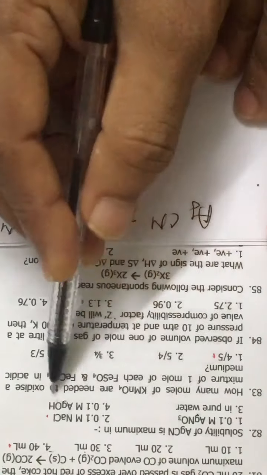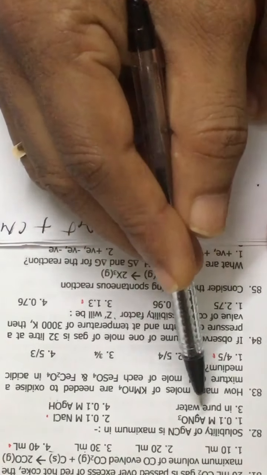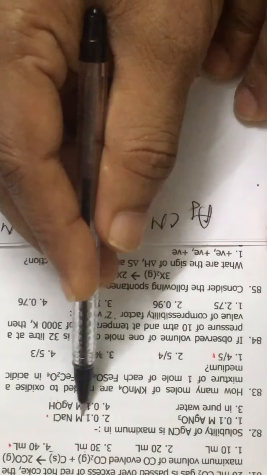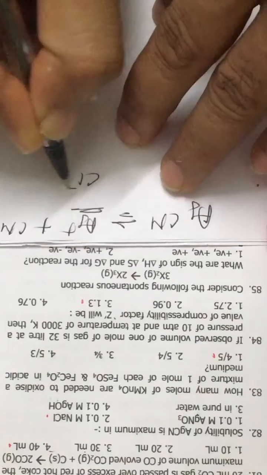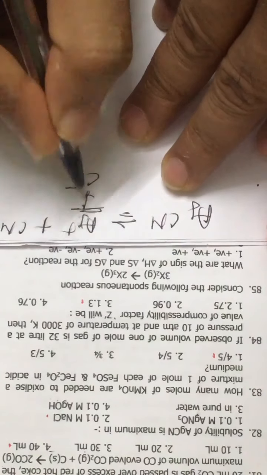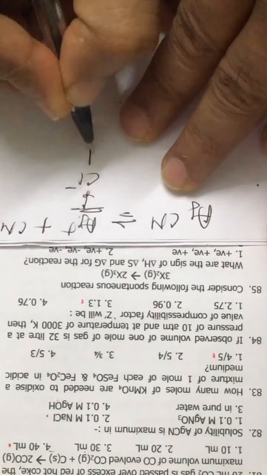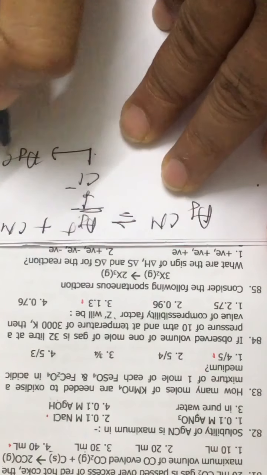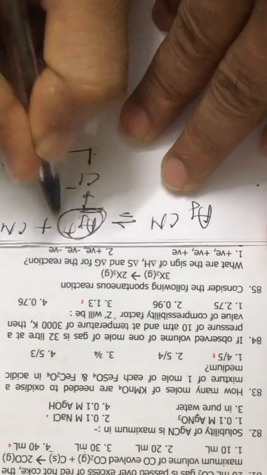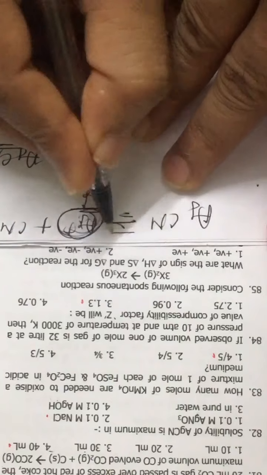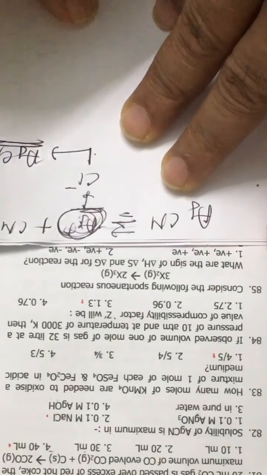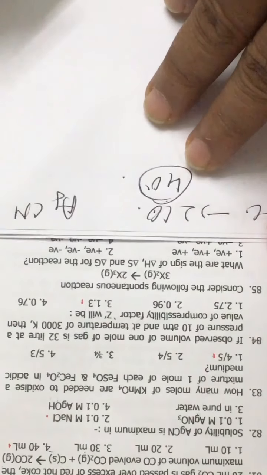Here also Ag positive is common. So it should be less soluble, but the thing is in NaCl we have Cl negative. This Ag positive will continuously react with Cl negative to produce AgCl. So due to removal of this Ag positive, rate of forward reaction will be faster. That means more and more AgCN will be soluble.